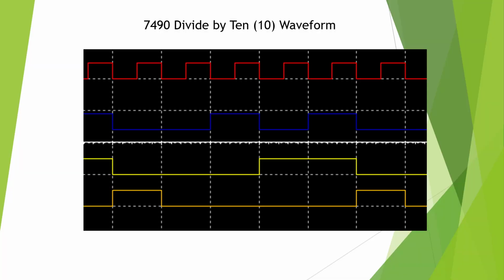Here's a 7490 divide by 10 waveform. Now the red all the way through are the outputs. This is Q0, Q1, Q2, Q3. And if we start our count, it's going to be 0, 1, 2, 3, 4, 5, 6, 7, 8, and 9, and then reset.